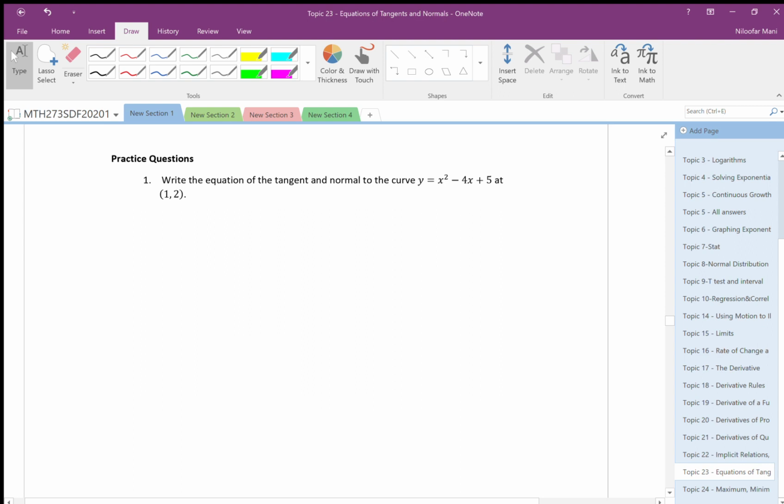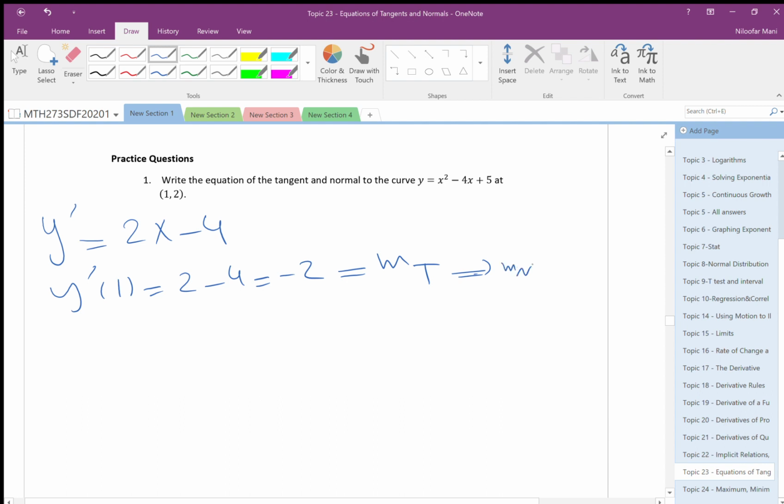Write the equation of tangent line and normal line. So here again, y prime is 2x minus 4. Y prime at 1 is 2 minus 4, which is minus 2. This is the slope of the tangent line. So the slope of the normal line is, reciprocal and change the sign, so it's plus 1 over 2. Okay, so perfect. This is the information that I need. This is the slope of the tangent line. This is the slope of the normal line.